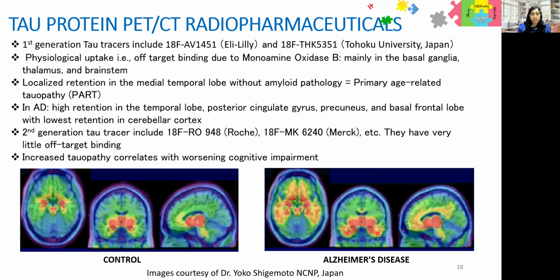Second generation tau tracers include 18F RO948 by Roche, 18F MK6240 by Merck, and others. They have very little off-target binding and are more specific for the tau protein tracer in detection of dementia. Increased tauopathy also correlates with worsening cognitive impairment.